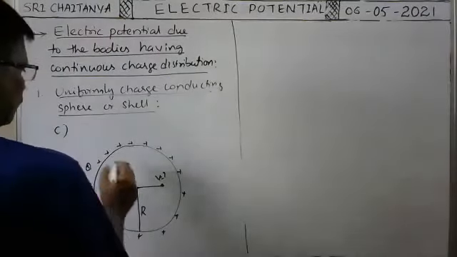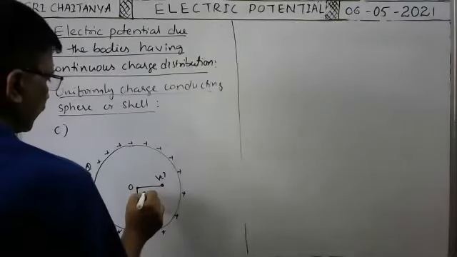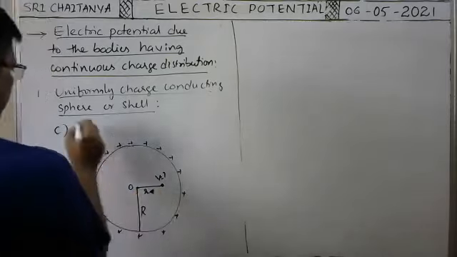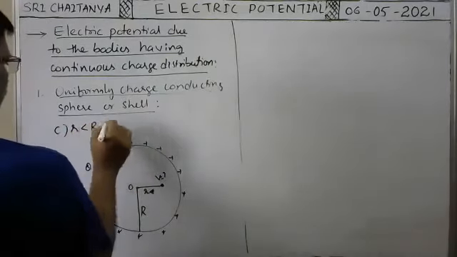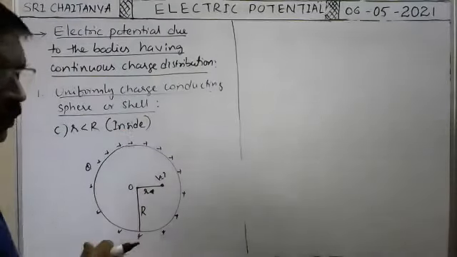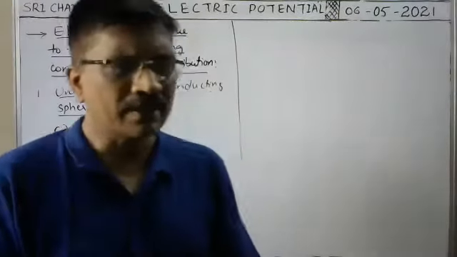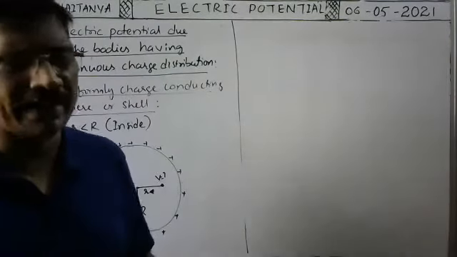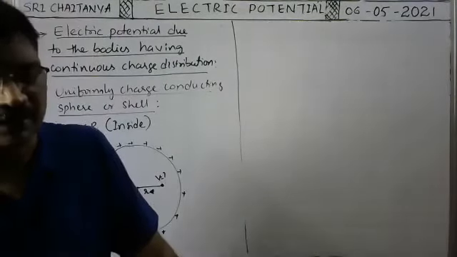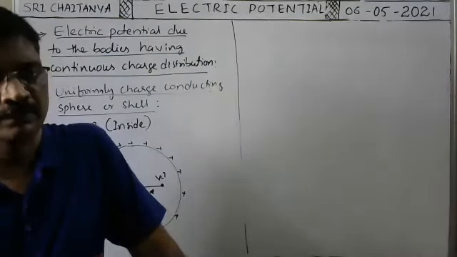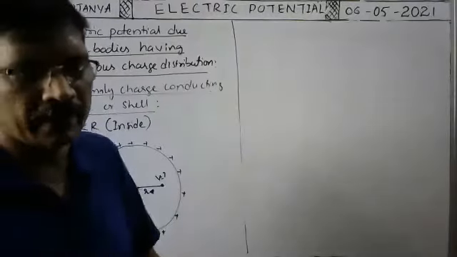Here the distance of this point from the center is small r, less than capital R. Of course, this distance is smaller than capital R, that means inside. What is the intensity of the electric field at any point inside the conducting sphere? It is 0.